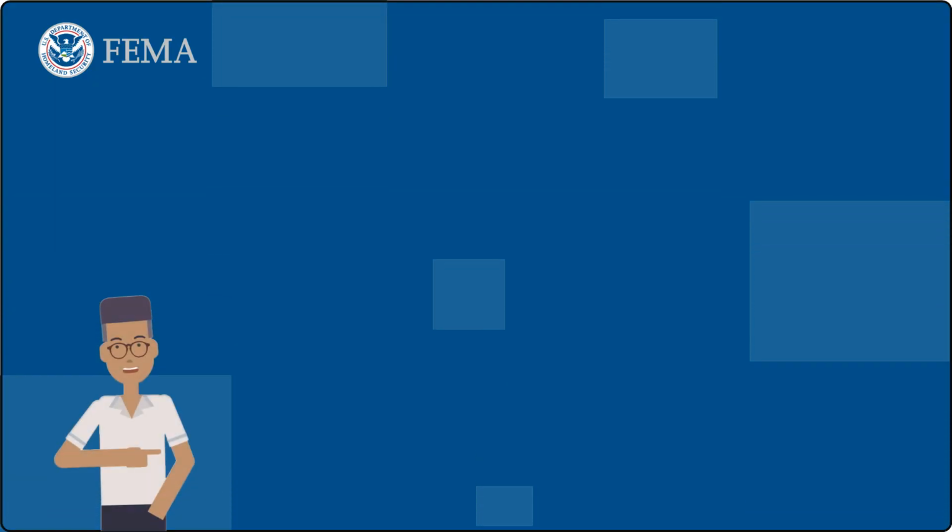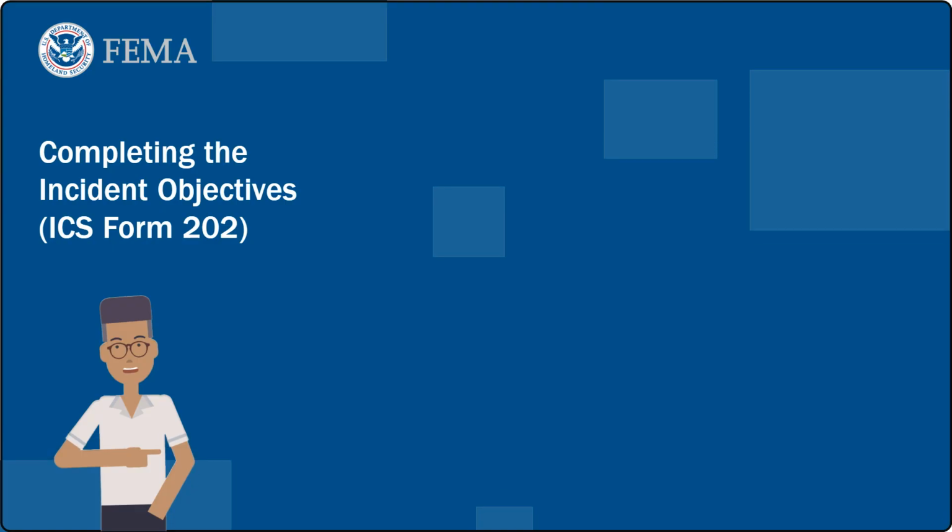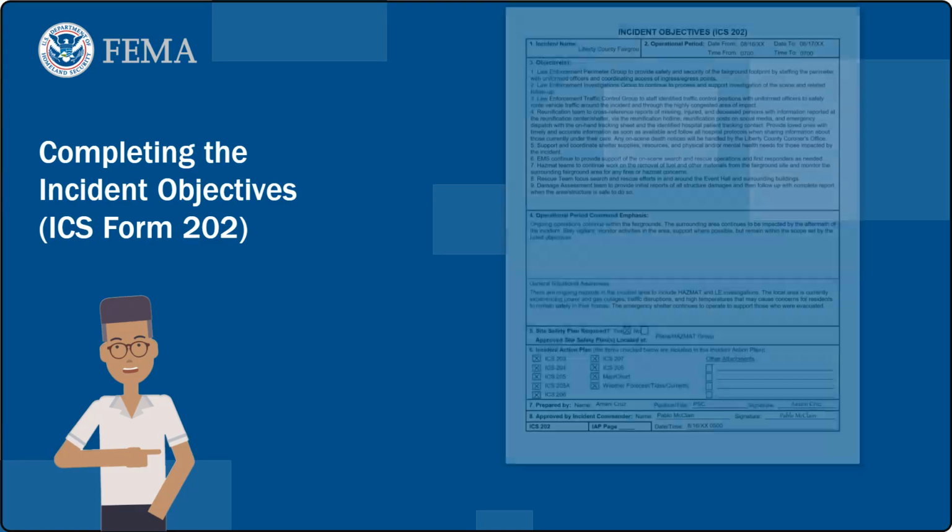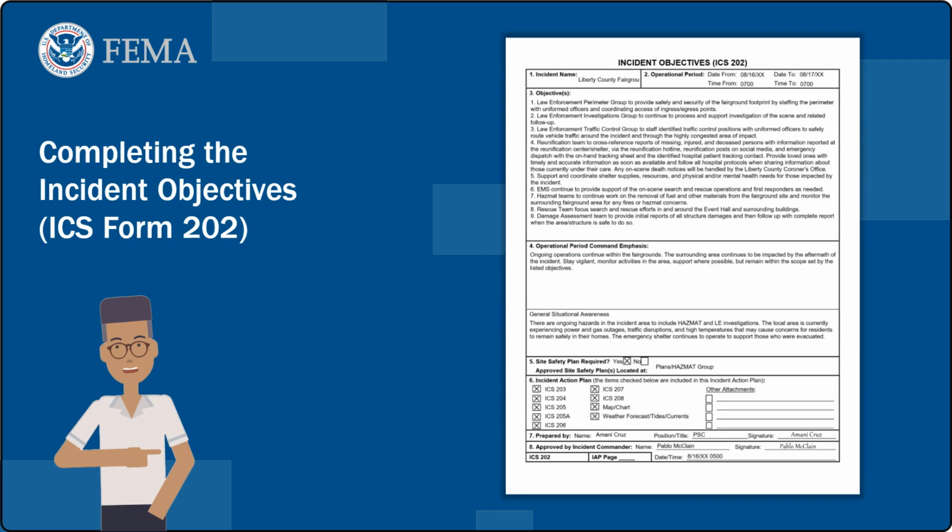In this video, we'll examine how to complete the Incident Objectives, ICS Form 202. The ICS Form 202 serves as the first official page of the Incident Action Plan, or IAP. The planning section documents the basic incident strategy, incident objectives, command emphasis and priorities, and safety considerations for use during the next operational period.